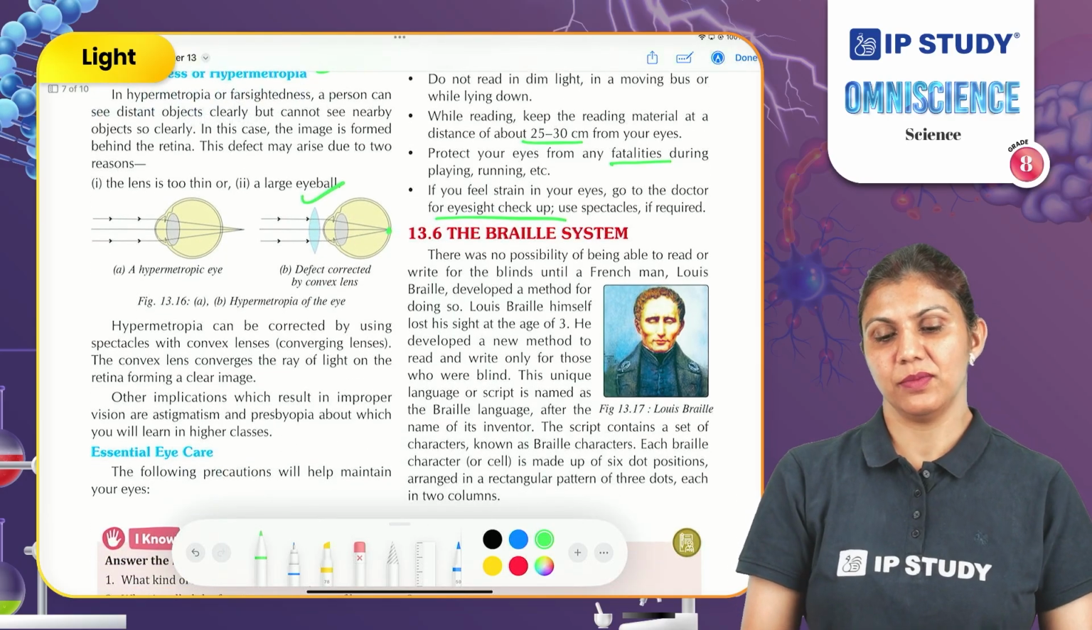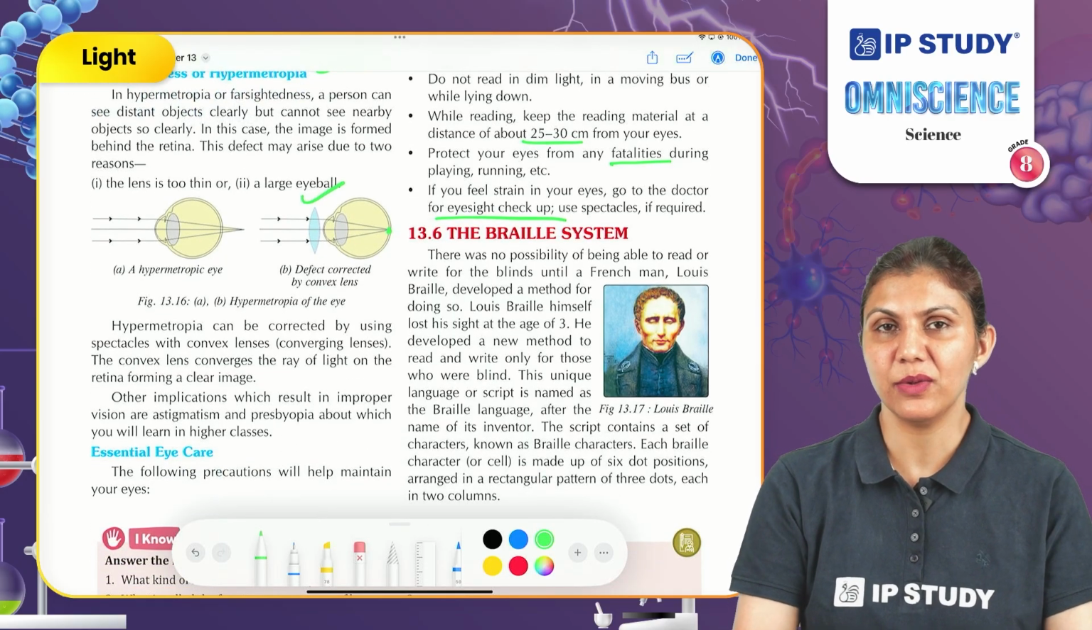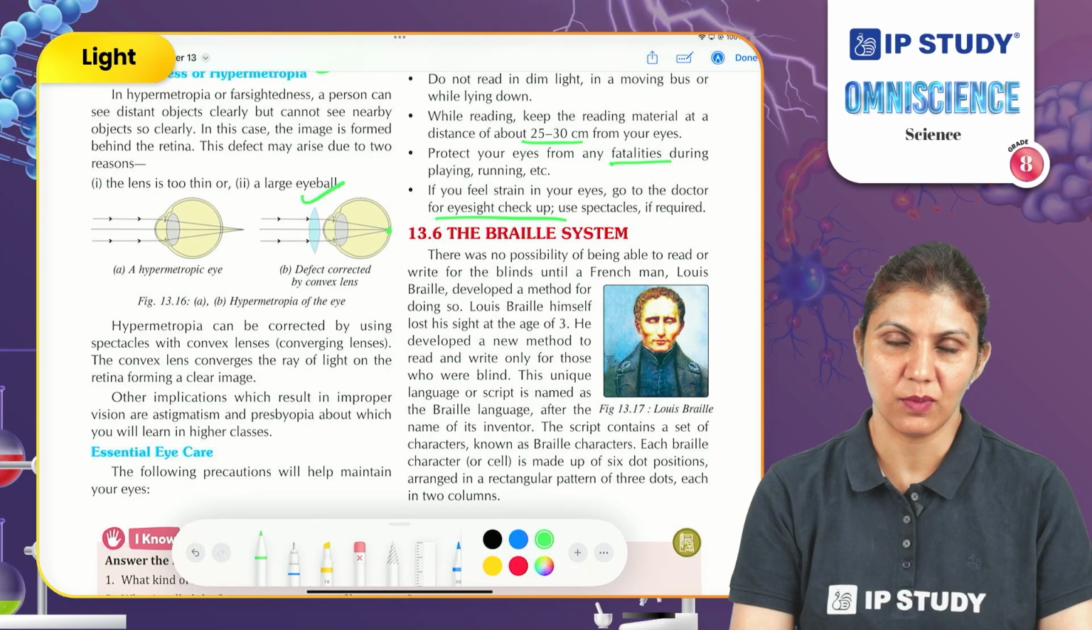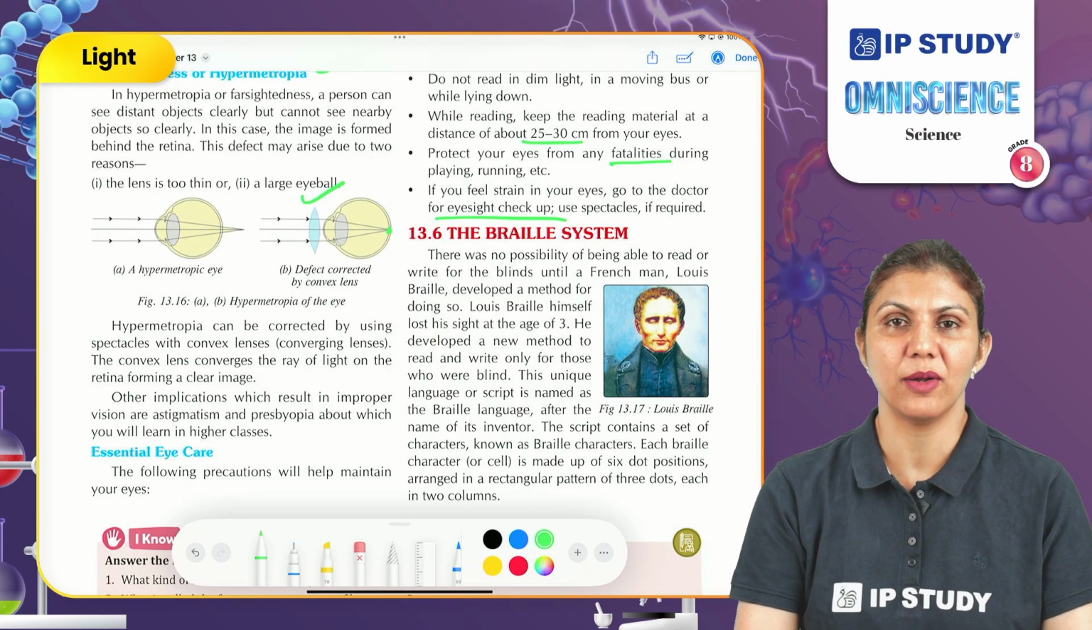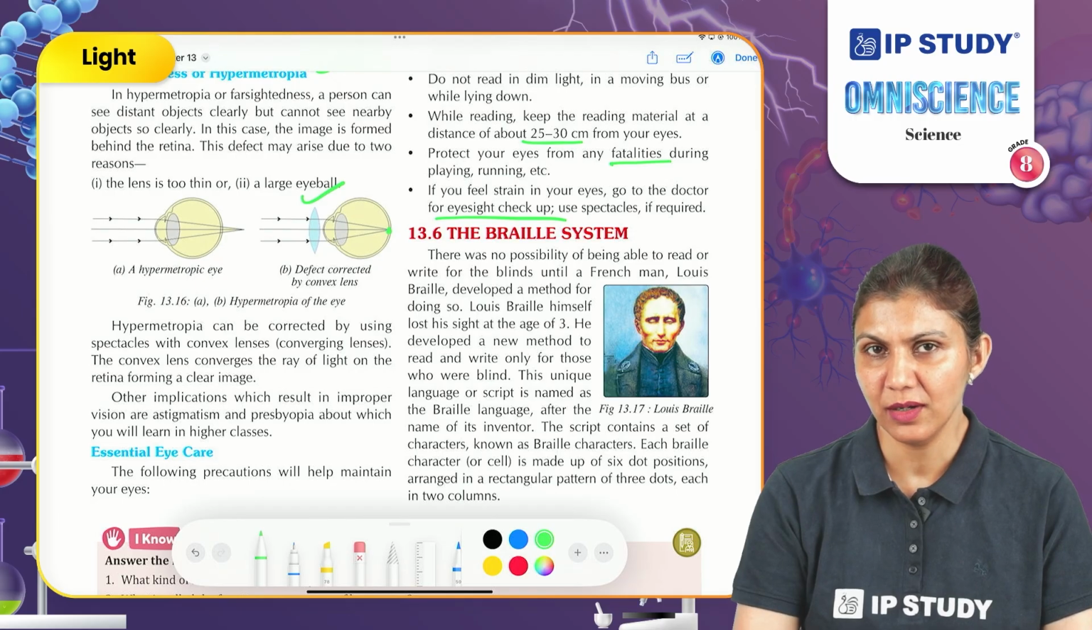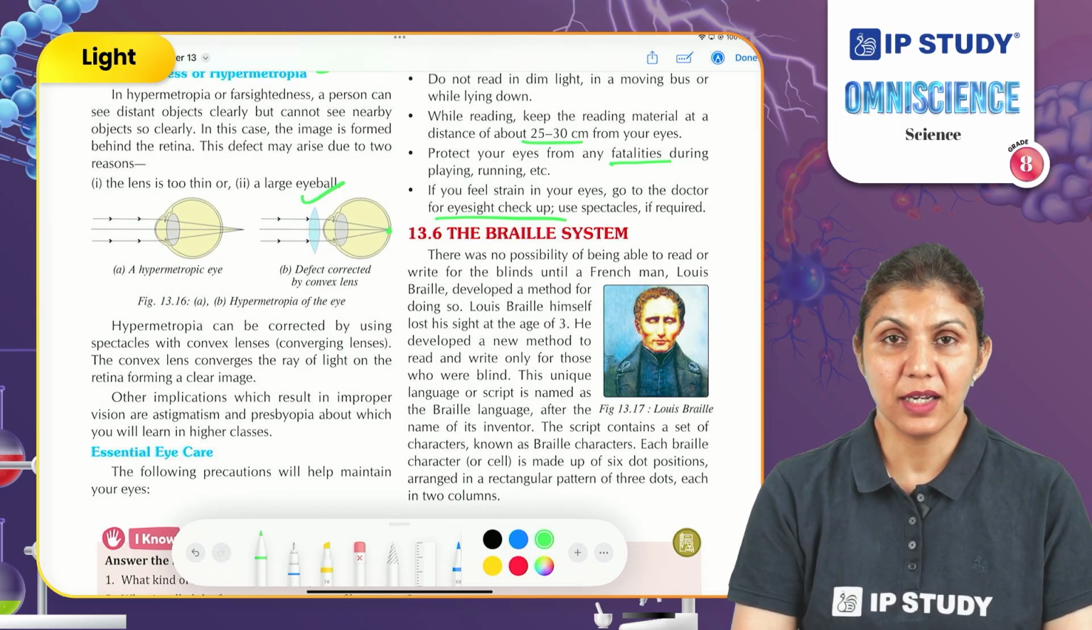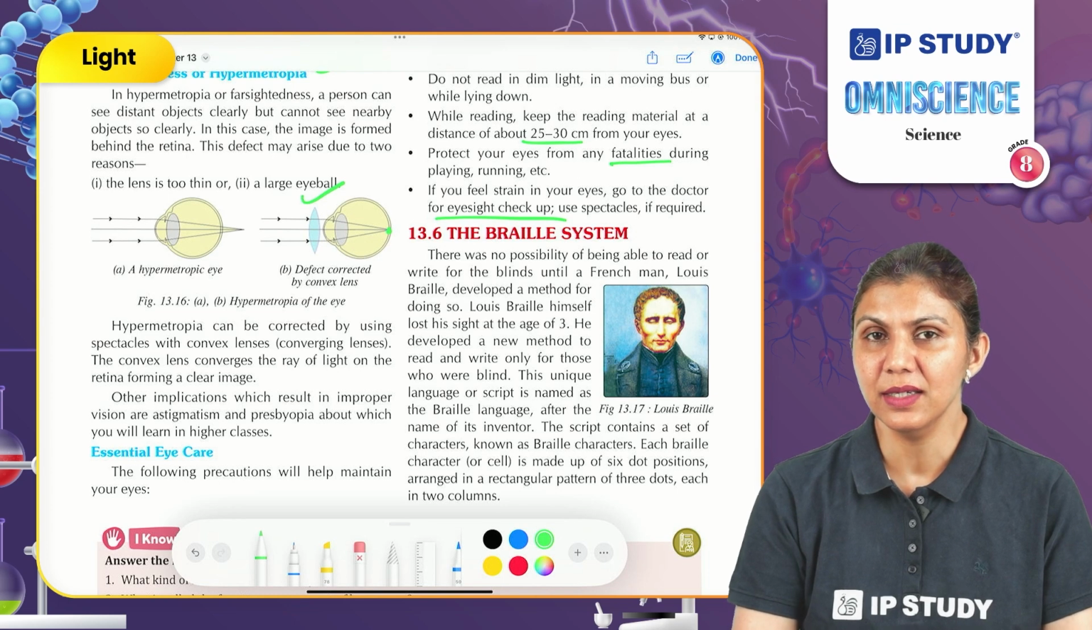One more thing that we need to understand here is the Braille system. What is the Braille system? What if a person is unable to see at all? This person is called blind. They are unable to read, they are unable to see things. So they are dependent on other senses.